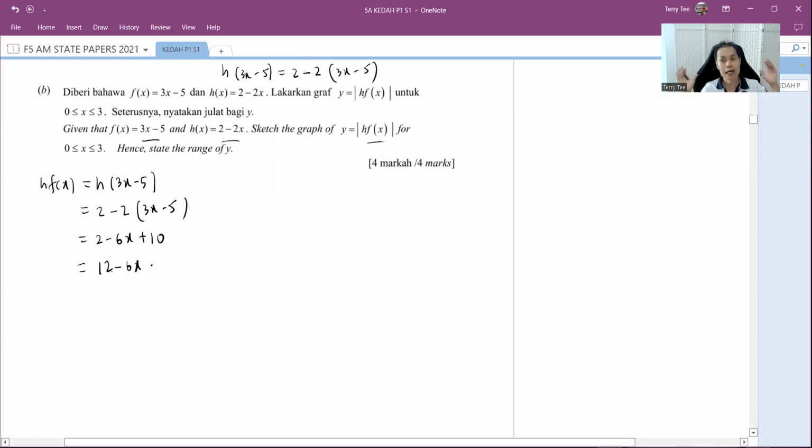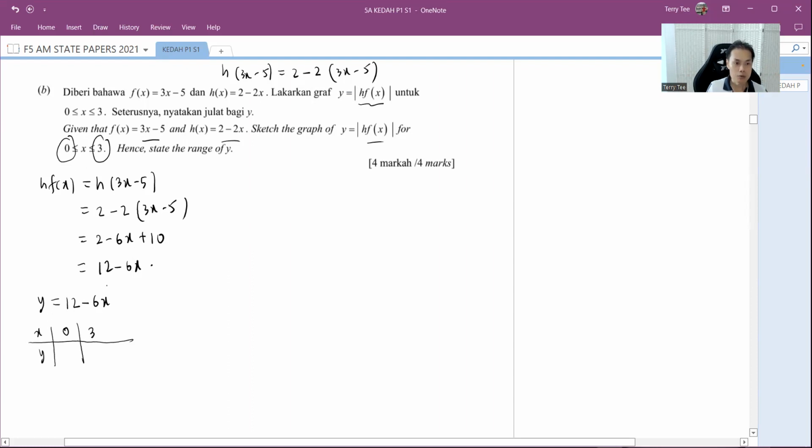Okay, now the thing is, we need to draw the graph. We sketch a modulus graph. Now, personally, I like to sketch a straight line graph first before I do the modulus. You see, there's a modulus outside hf, right? So to draw a straight line graph, very simple. What we need is 2 points, and the points that we're going to use is the domain here, 0 to 3. So I'm going to start with x and y. I put 0. I put 3.